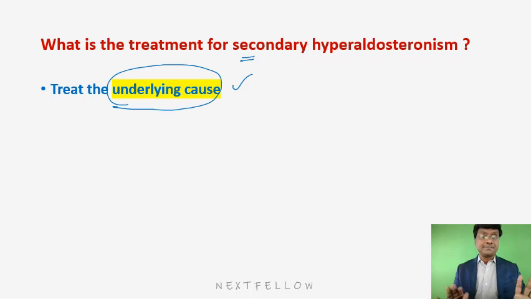So this is about hyperaldosteronism. Please remember, the most common cause of primary will be adrenal adenoma. The most common cause of secondary will be congestive heart failure. The very important differentiating feature is the plasma renin level. Plasma renin levels are less in primary, and high in secondary. Treatment-wise, in case of primary, surgical resection of the tumor if it is adrenal adenoma, and spironolactone if it is bilateral adrenal hyperplasia. And secondary, how will you treat? You need to treat the underlying cause.